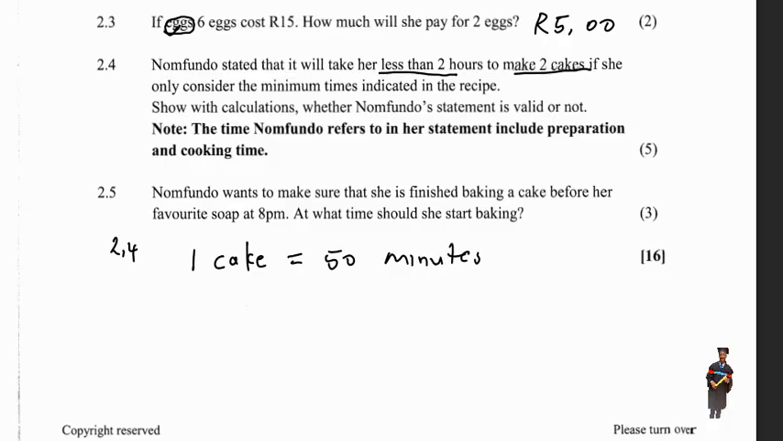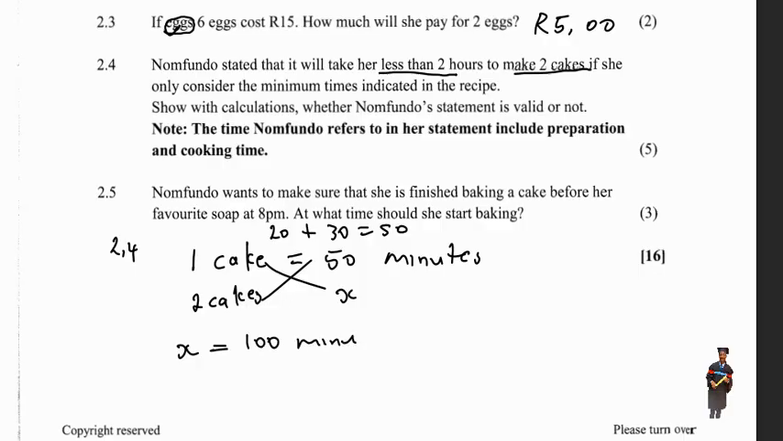Where does this 50 minutes come from? 20 minutes plus 30 minutes, which is equal to 50 minutes. 20 minutes for preparing, then 30 minutes for cooking. And then let's just use cross multiplication to solve this. Now she wants to make 2 cakes. How long will it take? We don't know yet, so we write x and we cross multiply. 1 multiplied by x is x, and then 2 times 50 is 100.